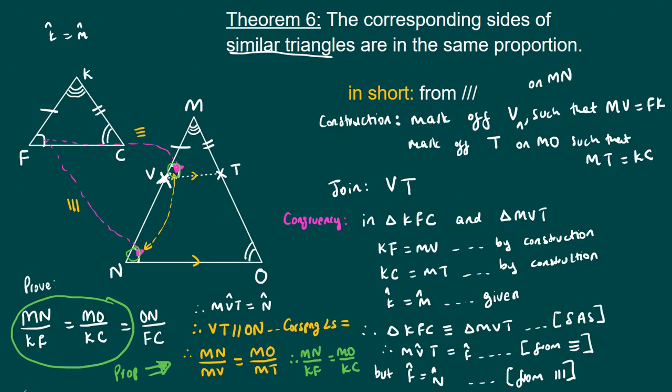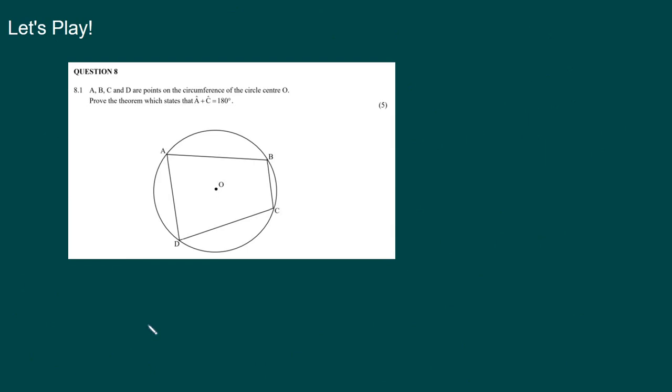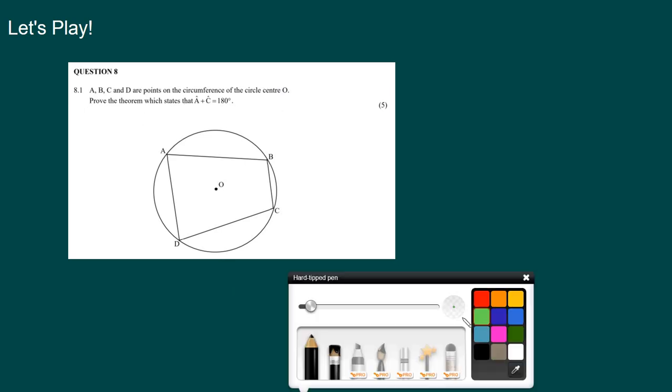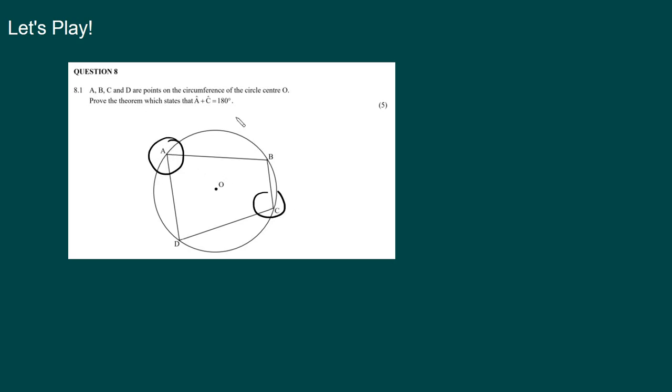Now I also wanted to show you how they are asked in your question papers. Here's the first one here, right? If you can check here, what are they saying? A, B, C, and D are points on the circumference of the circle center O. Prove the theorem which states that angle A plus angle C is equal to 180.